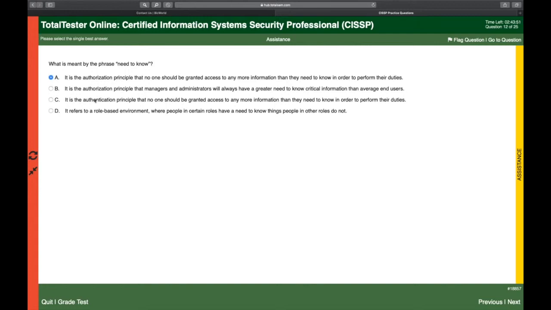The difference between Alpha and Charlie is authorization versus authentication. Need to know deals with authorization. Once you've authenticated yourself into the system, what resources are you authorized to access? And that authorization should be based on a need to know. This is one where I read Alpha and I was like, oh yeah, that's it. But you've got to read through all the possible answers because there may be one that's slightly better.